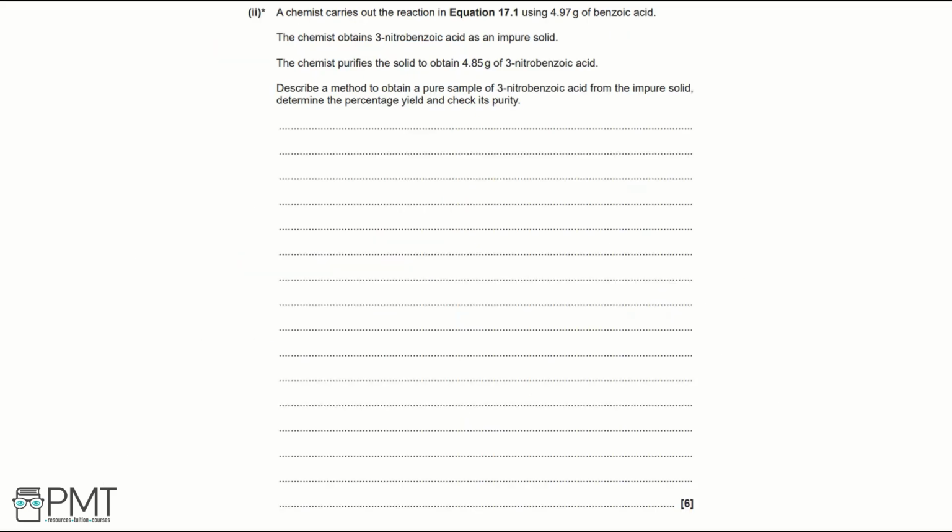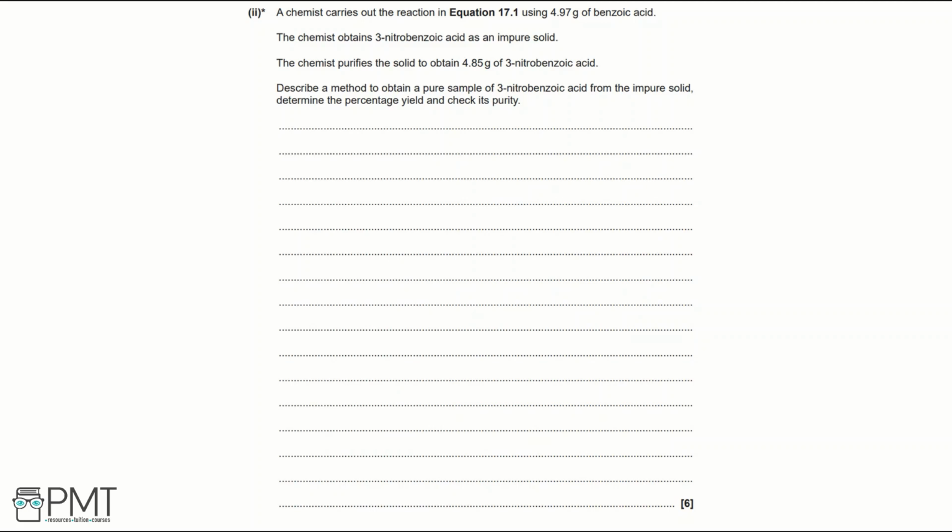Part 2. The chemist carries out the reaction in equation 17.1 using 4.97 grams of benzoic acid. The chemist obtains 3-nitrobenzoic acid as an impure solid. The chemist purifies the solid to obtain 4.85 grams of 3-nitrobenzoic acid. Describe a method to obtain a pure sample of 3-nitrobenzoic acid from the impure solid. Determine the percentage yield and check its purity.